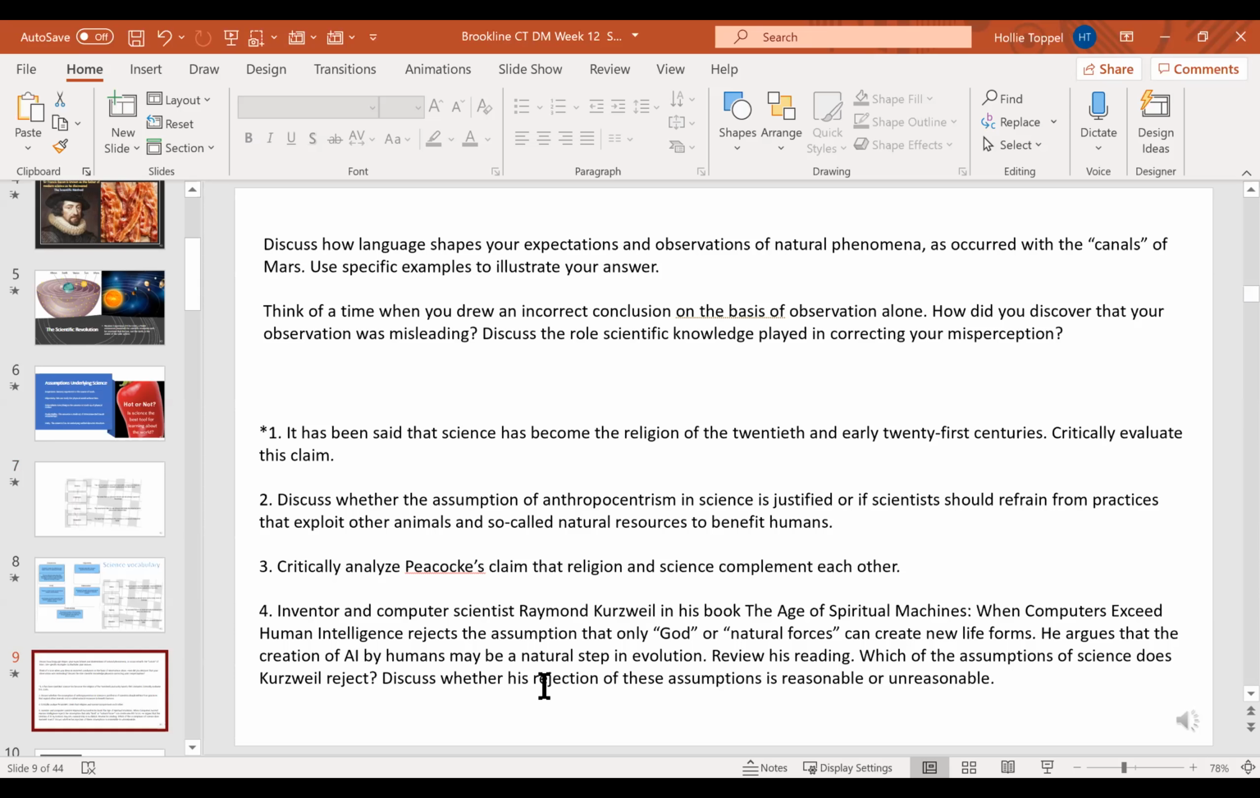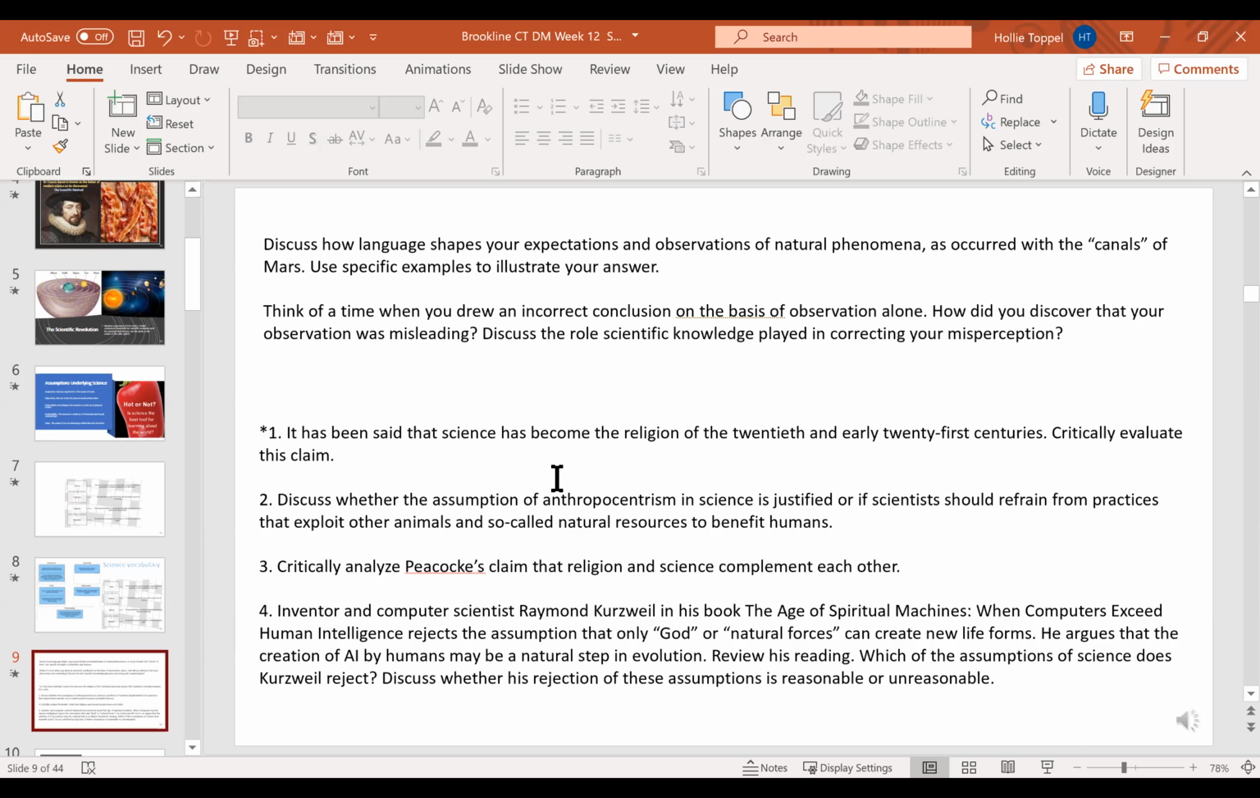So discuss how language shapes your expectations and observations of natural phenomena, as occurred with the canals of Mars. People used to believe up until the 1960s that there were canals and there was water in those canals, okay? And that's because they could look through not a really extensive telescope, but that's what they thought. And then it became, I don't know if we landed something on there or whatever, that those canals were actually ridges and there was no water, that there were other people living there. That's what they thought, people were living on Mars. And now they do believe that there was water, that they're getting currents, and that's pretty new.